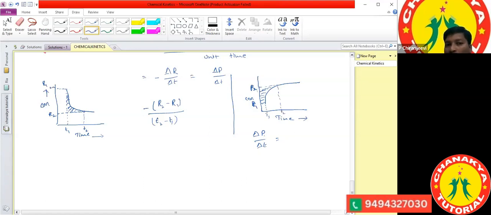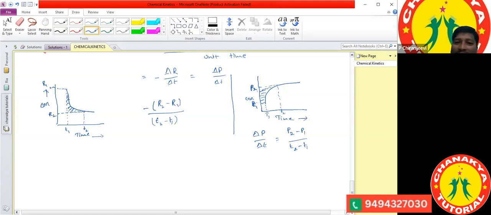According to that, how can we write the formula? Delta P is nothing but the change, meaning final value minus initial value. So P2 minus P1 by final time minus initial time, T2 minus T1. Got the clarity? In both cases, for the average rate of reaction you are taking a particular time interval. Whatever the time is, that we call the change in time. Clear?